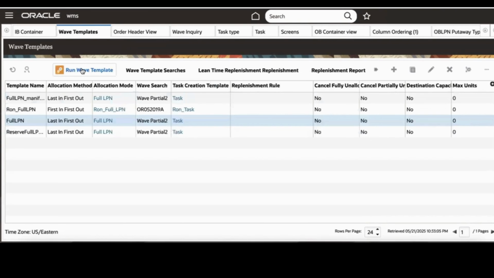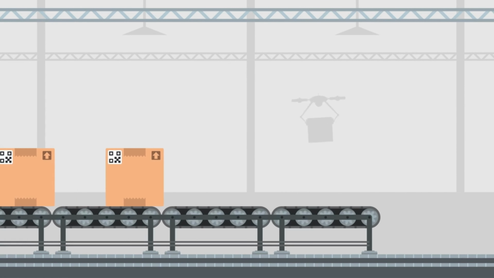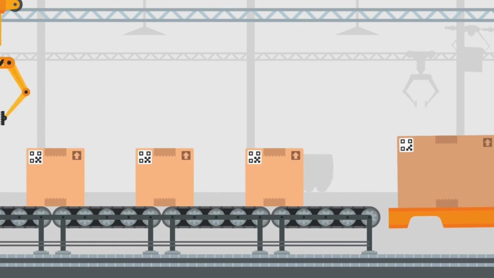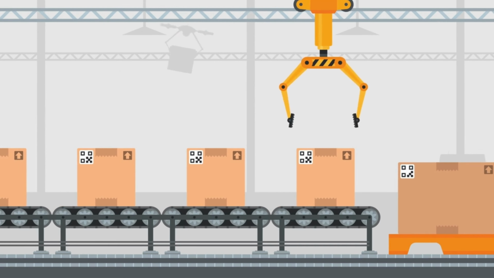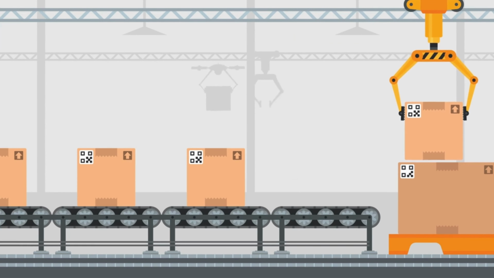This ensures that when the wave is executed, it triggers the allocation process and generates tasks according to the defined sequences and task types. By executing the wave, the system initiates the allocation process based on the wave template's rules and parameters. These tasks are created following the predefined task types and operational sequences configured. The sequence determines the order in which tasks are performed, such as picking, staging, packing, and loading, while the task type controls how and where these activities take place.